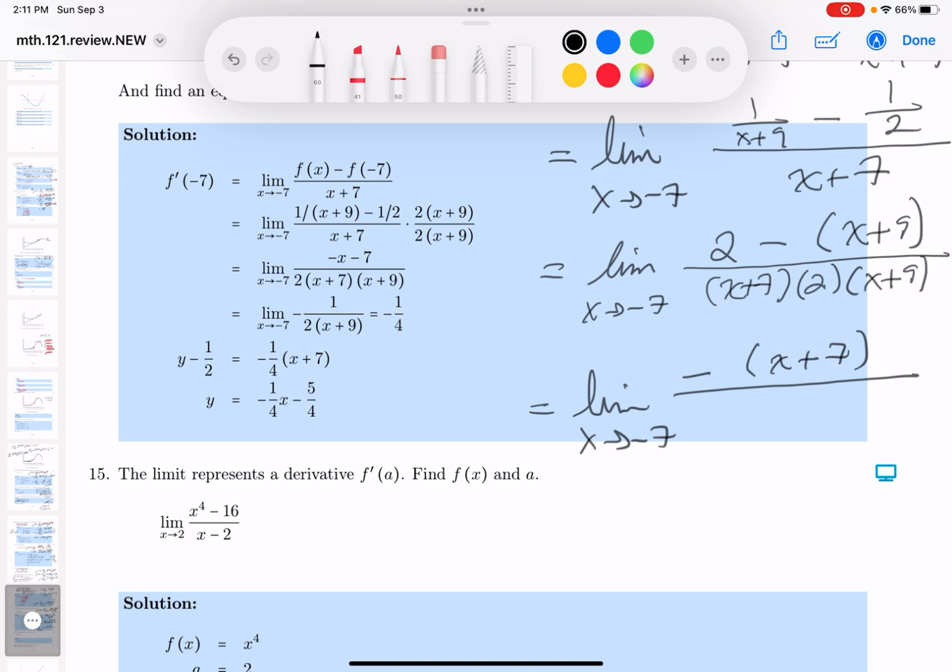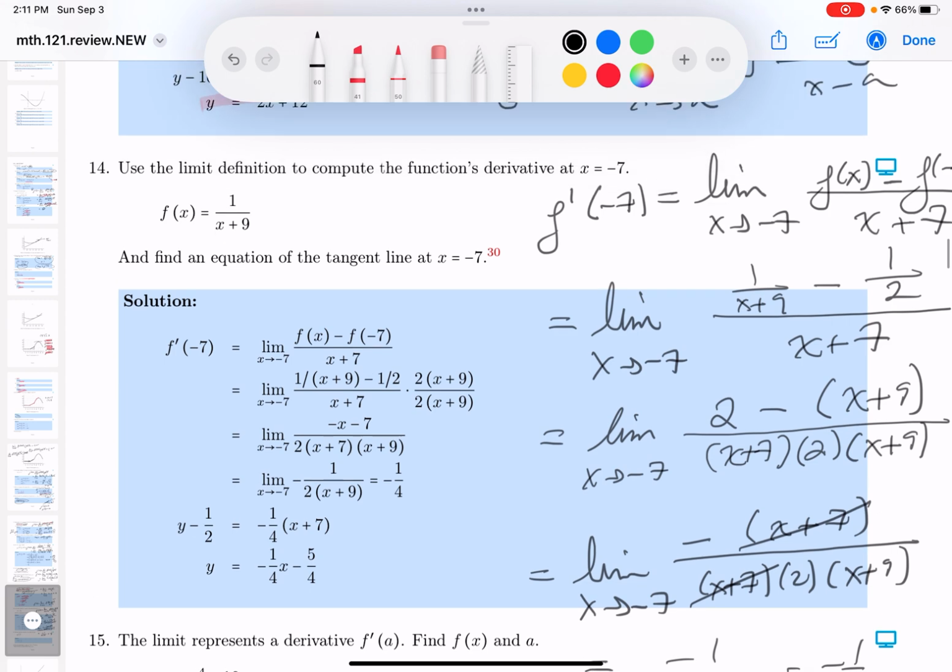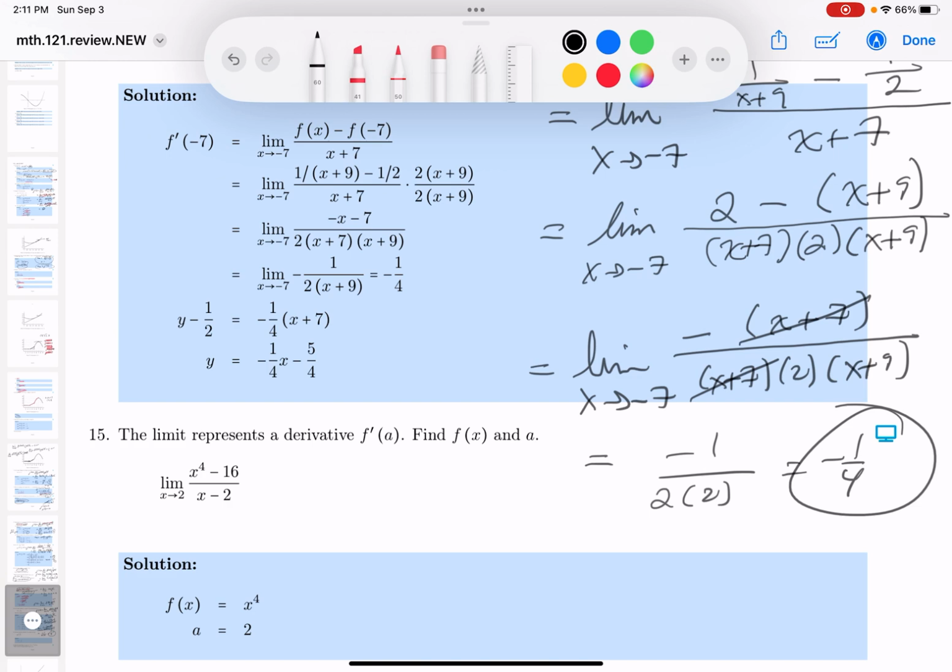So what do you get in the bottom? You get x plus 7, you get a 2, and you get x plus 9. What happens over here? One thing for sure, if x is going to minus 7 but is not minus 7, these things are not going to be 0. I use limit laws now. I get minus 1. What do you get on the bottom? 2, and I'm using limit laws. Minus 7 plus 9, which is 2, so you get minus 1/4. All right, so I got that. I think they asked for that: use a limit definition to compute the function's derivative at minus 7. We just did that, and it should be minus 1/4. And I see it's over here.